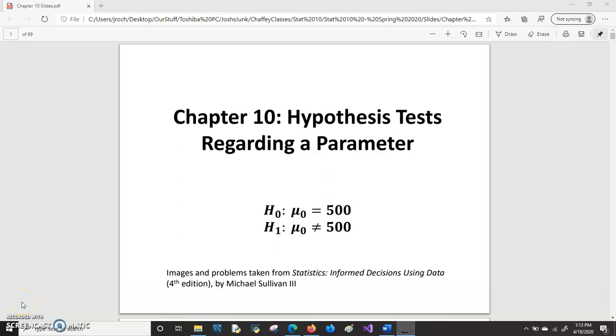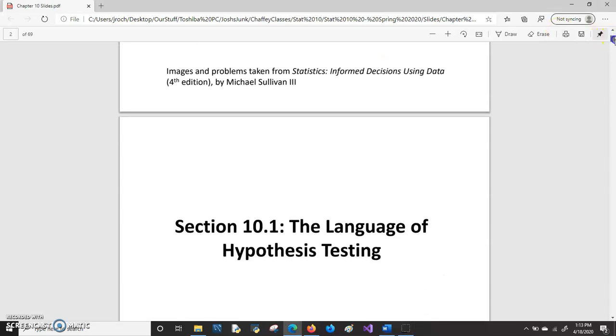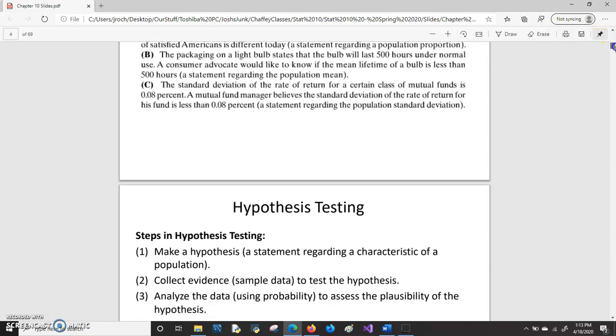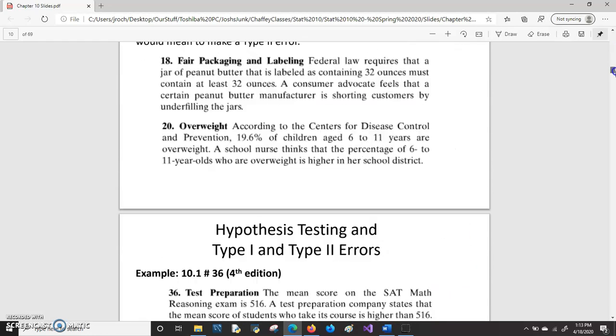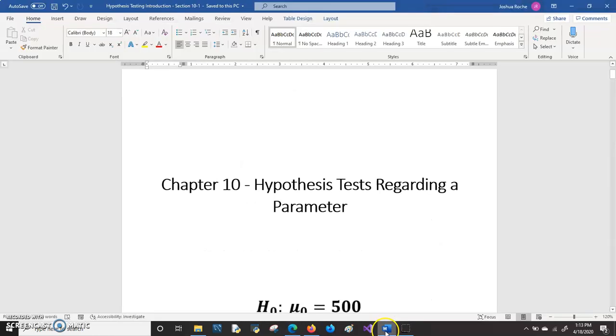This week we'll begin Chapter 10, which is on hypothesis tests regarding a parameter. These are the slides for Chapter 10, and the slides have quite a few examples and background notes. We'll go right to the lecture notes for Chapter 10.